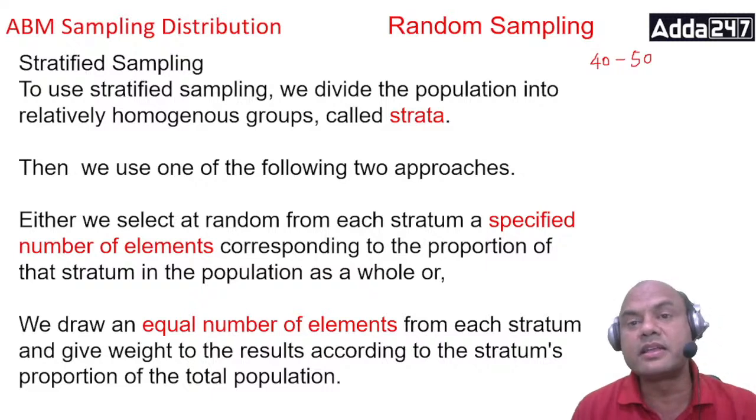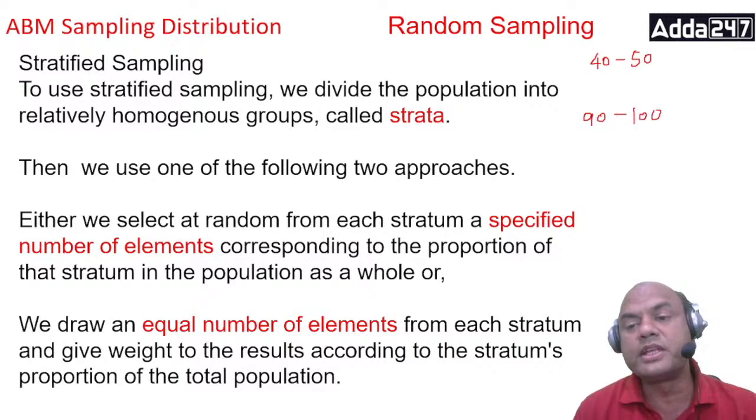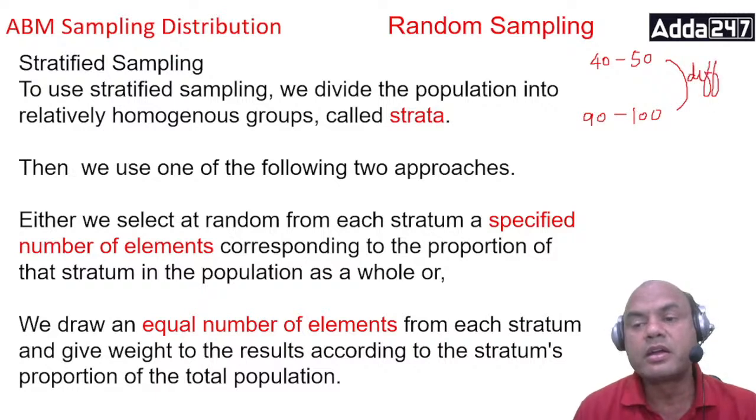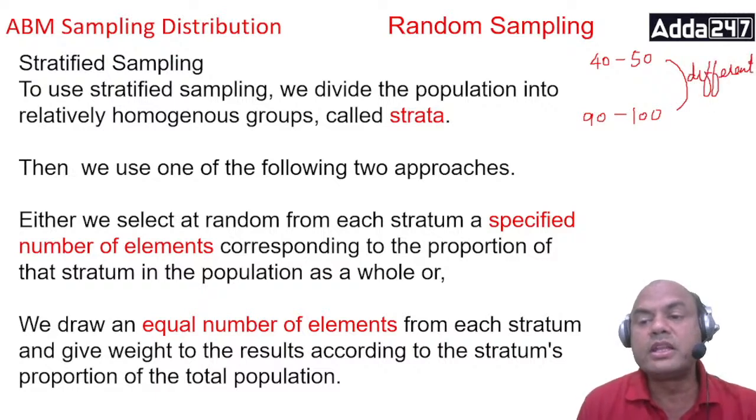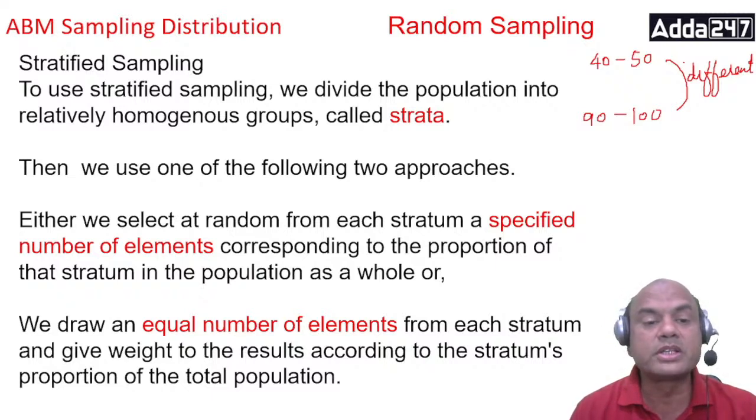They will think in a similar way. But the one who has got a percentage between 90 to 100, the thinking of these two groups will be totally different. But within the groups, they will always think similarly. So this is known as homogeneous. Thus, when we use stratified sampling, we use one of two approaches. First we divide them into separate strata. Then either we select at random from each stratum a specified number of elements.